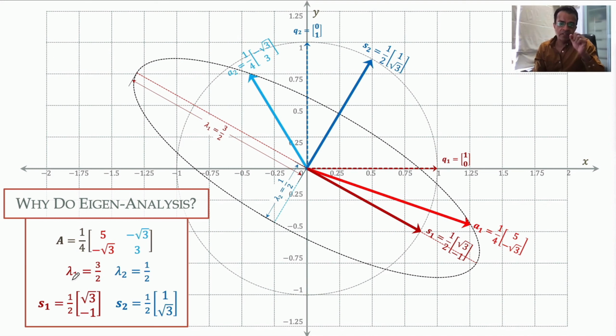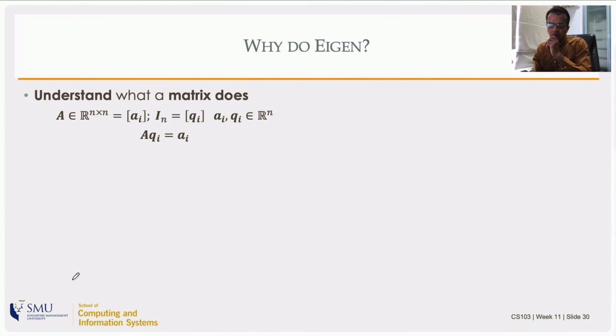That is actually enough to specify everything that is happening because of the matrix. So basically, eigenanalysis will specify and help you understand what a matrix does. If you have the columns of the matrix Ai, and the identity matrix whose columns are qi, the unit vectors, what the matrix does to the unit vectors in the identity matrix is what it's going to do to every other vector. So it maps the unit vectors to its columns. So A is a mapping of the unit vectors qi to Ai.